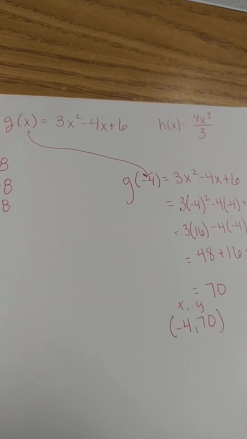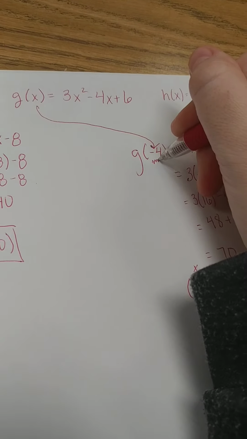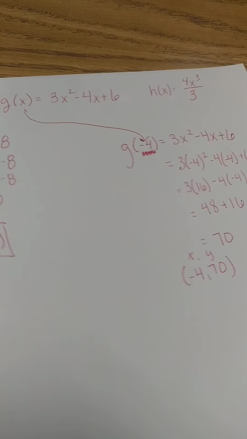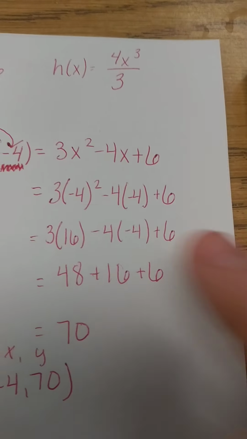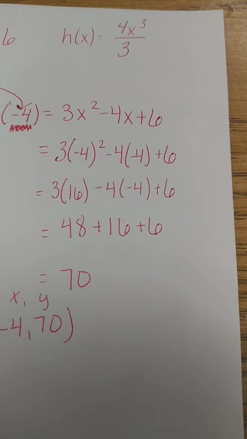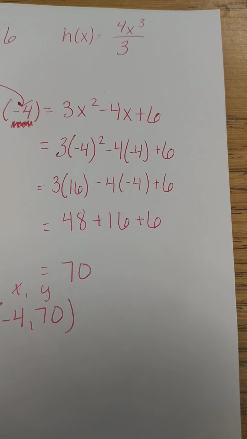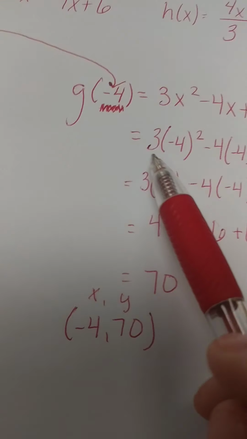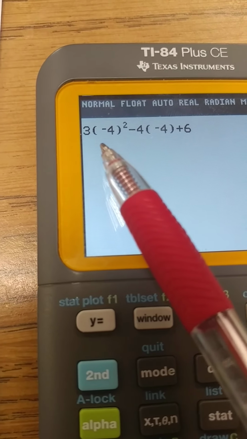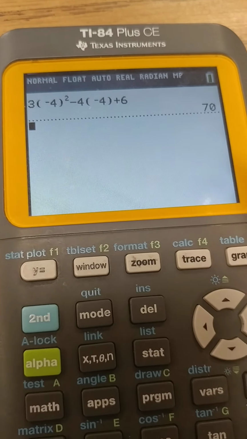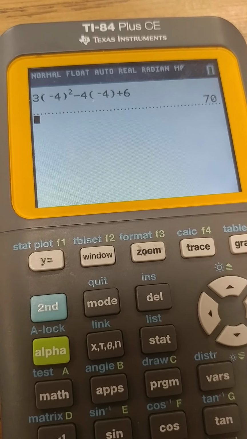Now, I tell a lot of you, if this has a number in parentheses, you can put it into the calculator. Meaning, instead of doing all this work right here, I could have typed in exactly what I saw. Now, this is not going to work if you don't type it in exactly as it is here. Here it's in parentheses, that's what I would also do here. 3, -4 squared, minus 4, -4, plus 6. Answer is 70. Would have saved you about 2 minutes worth of work.